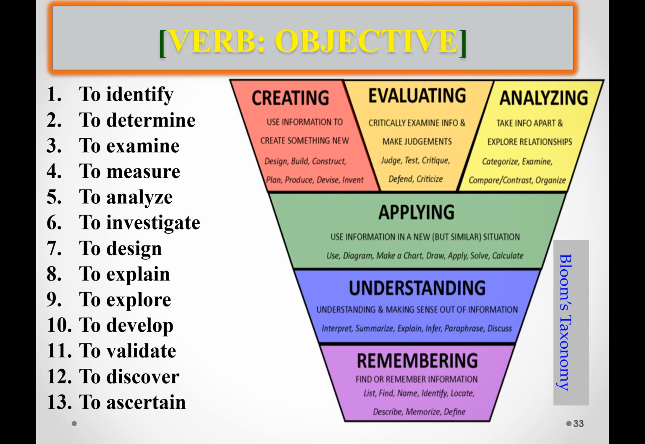Okay, identify can be accepted. Maybe your objective number one is identify. Maybe for objective number two, you use examine. Okay. Number three, maybe use another level. You cannot put all objectives using identify. Okay, that's not the right way. Some examiners will ask you why your thesis is low level. To identify whether your thesis is high level or low level, we can see from your objectives what words you use: identify, determine, examine, measure, analyze, investigate, design, explain, explore, develop, validate, discover, ascertain.